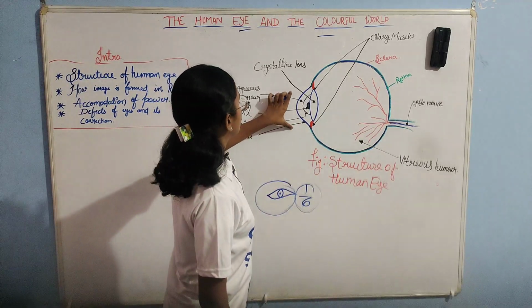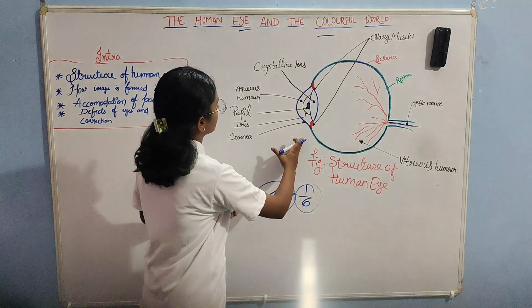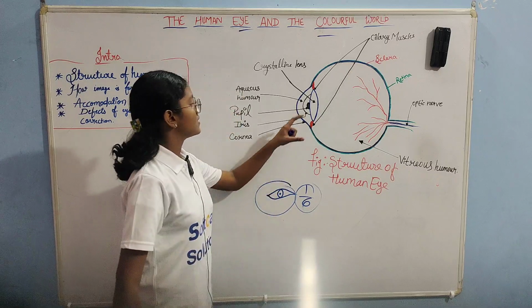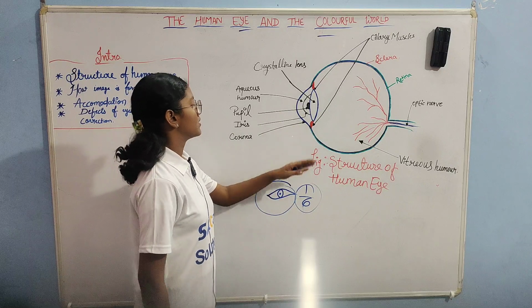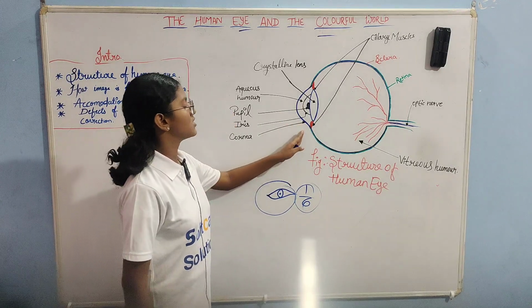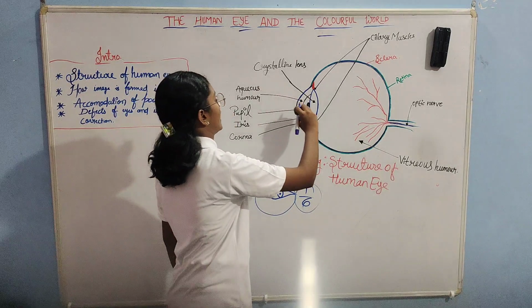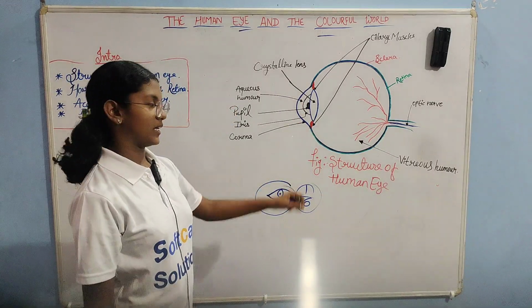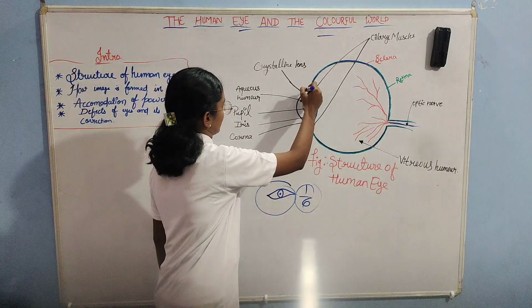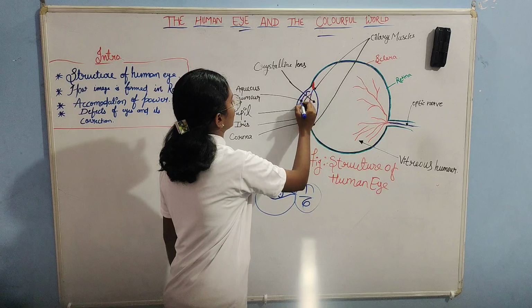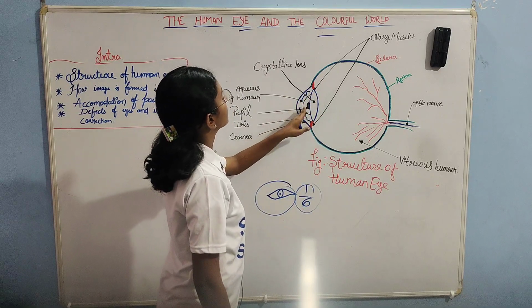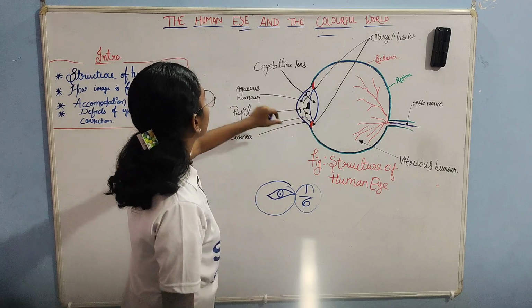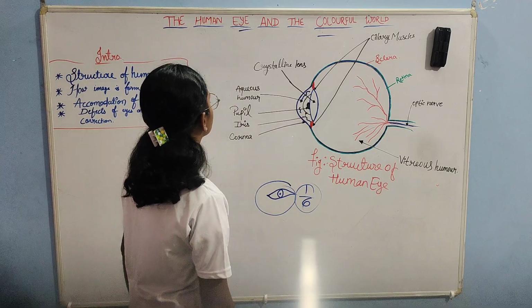It is in convex shape. While this is in this shape, we can also say it is in dome shape. So what is the reason behind this shape? To get more light, to reflect more light. After the light is reflected from there, there is a liquid which is present after the cornea. This is called aqueous humor.